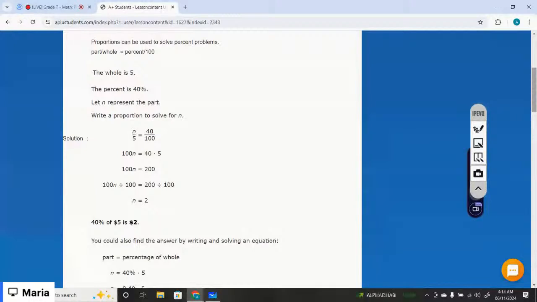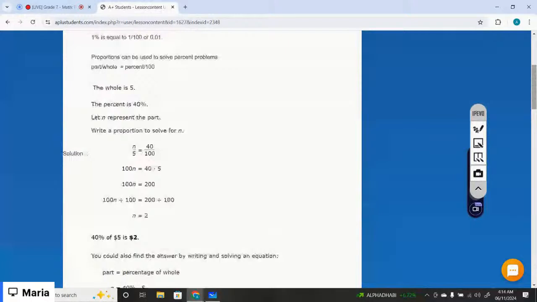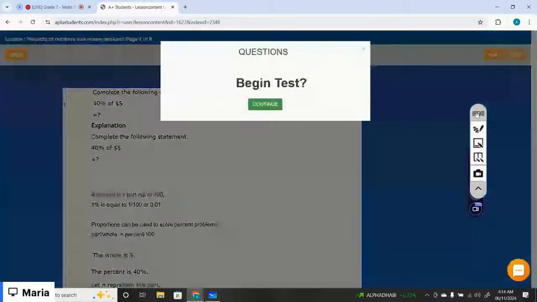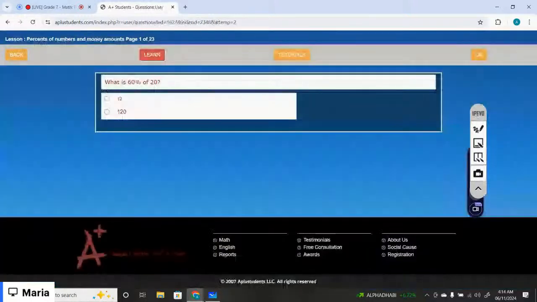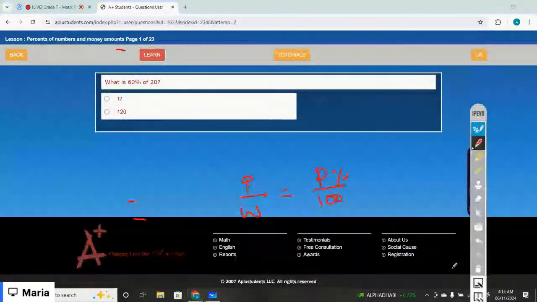So let's just start with the test question. Let's see how we calculate percents of money amounts and numbers. You have to calculate 60% of 20. 20 is the whole number, right? And you have to calculate 60%, so that would be n divided by 20 equals 60 over 100. Got it?